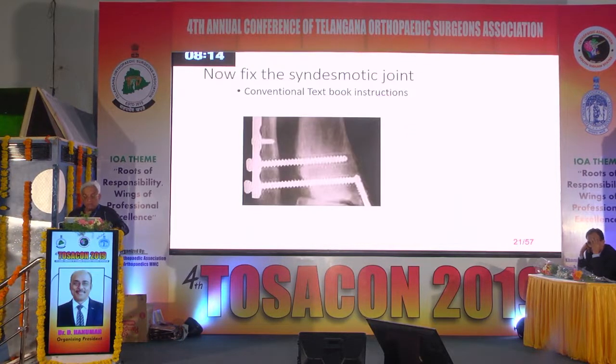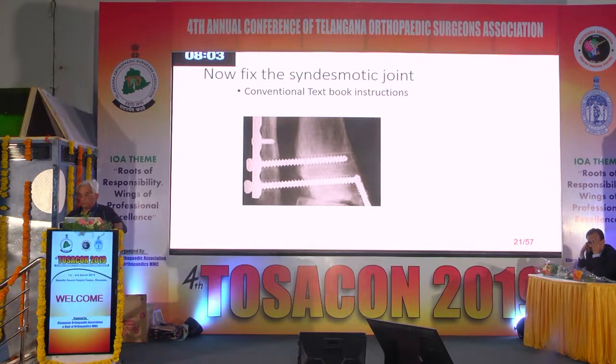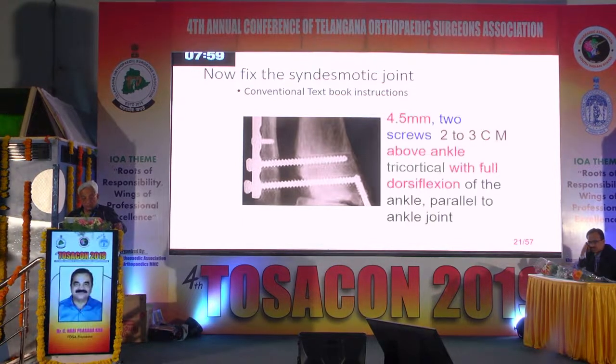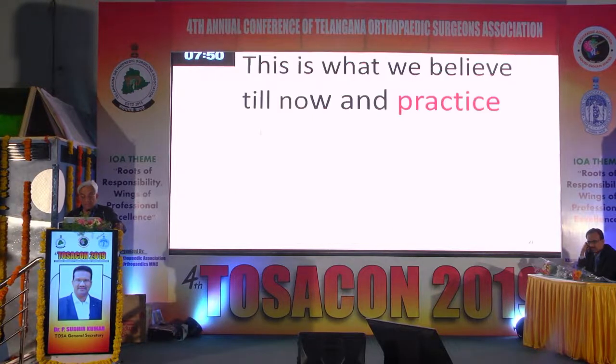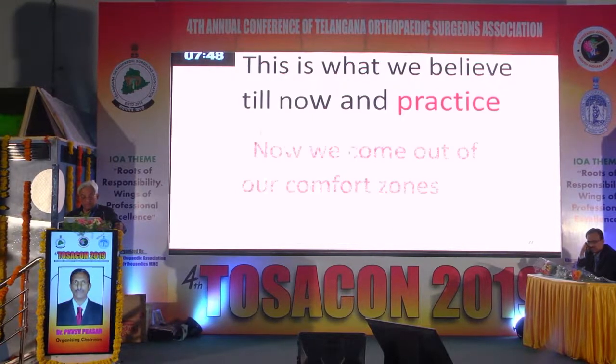Now, we fix this syndesmotic joint with conventional textbook instruction: two screws, three cortices, three centimeters above the ankle joint. This is the book picture, which we tell in dorsiflexion. This is how we talk about it: 4.5 millimeter, two screws, 2 to 3 centimeters above the ankle, tricortical with full dorsiflexion. This is what we believe till now and practice.